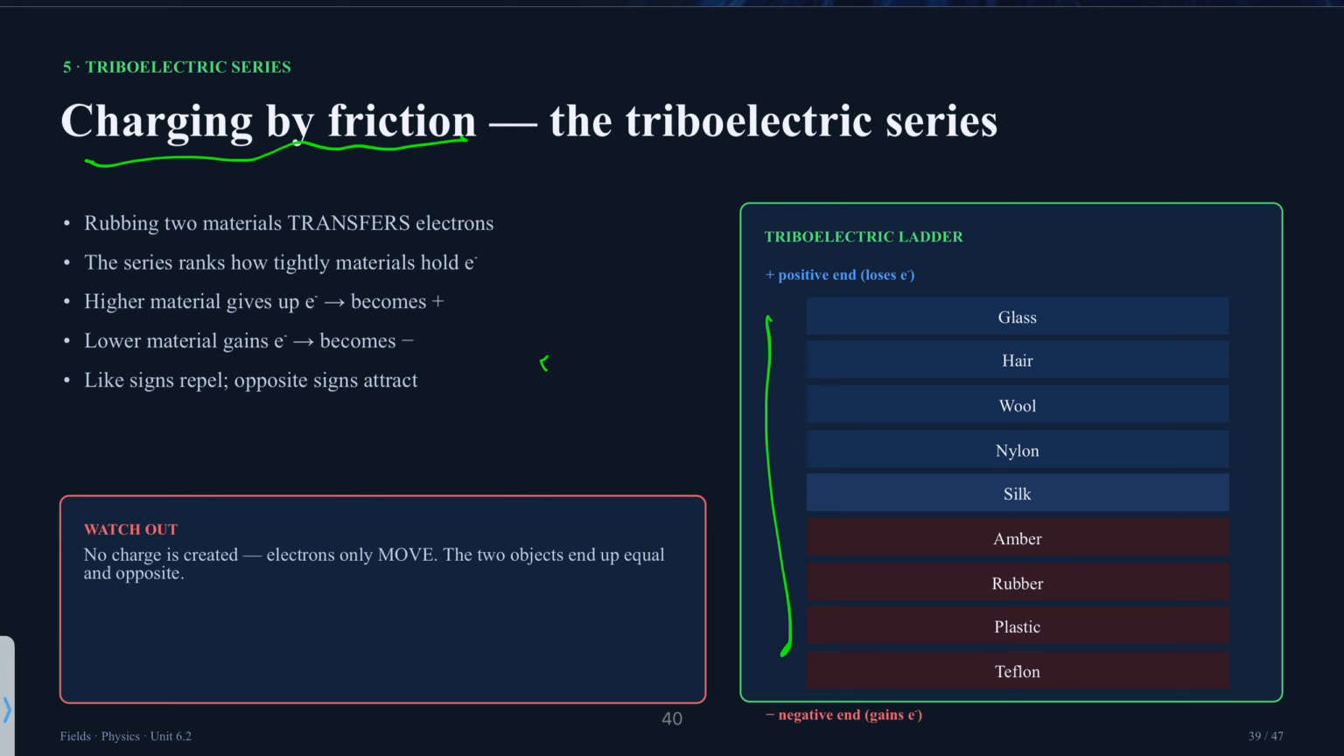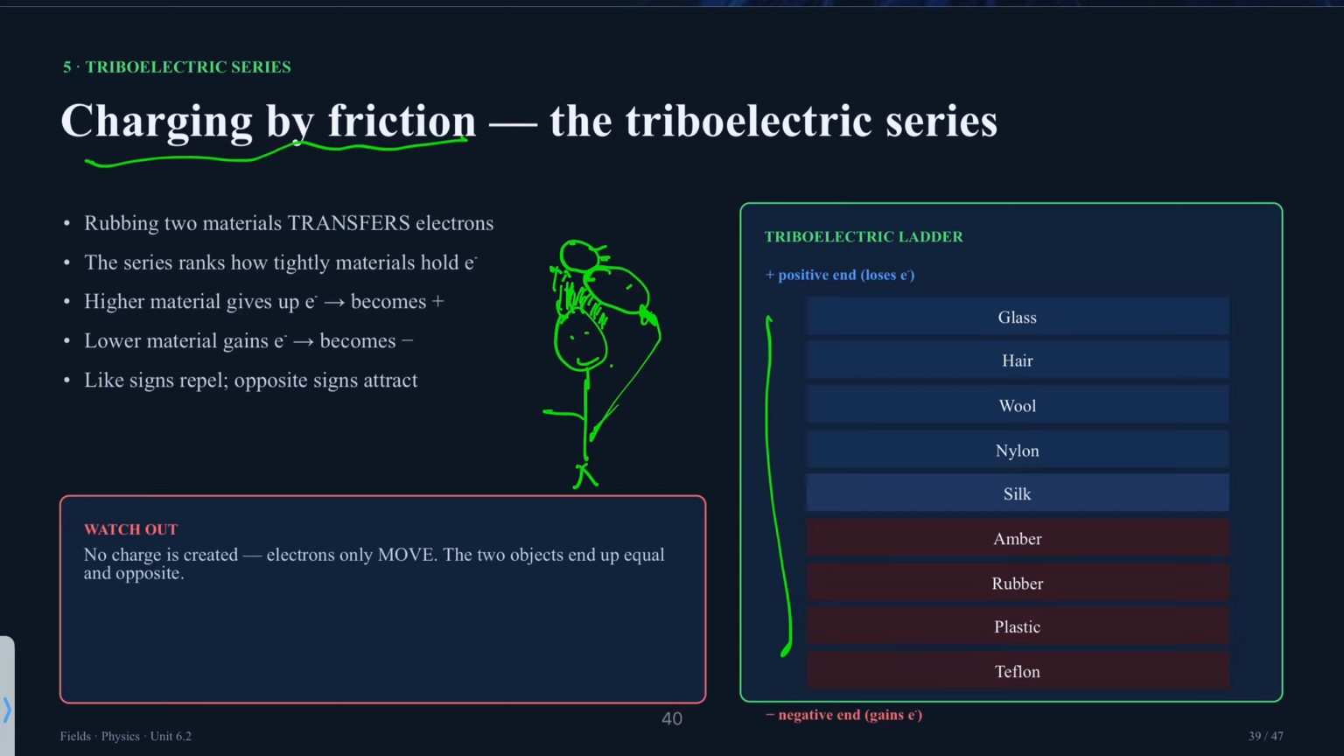So, for example, remember, that's a bad drawing there. You remember if you take a balloon and you rub it on your hair, your hair starts to stand up, right? And when you put the balloon near your hair, it stands up even more. It's attracted to the balloon. Have you ever wondered why that happens? It's because of the triboelectric series.